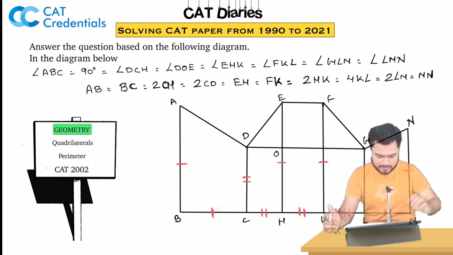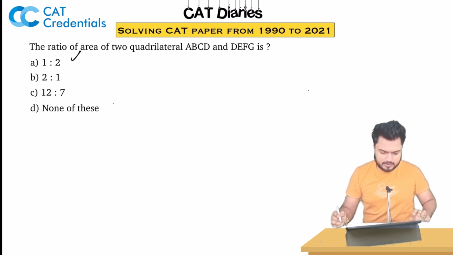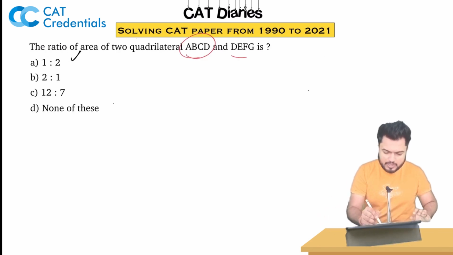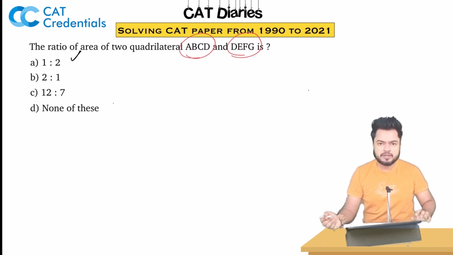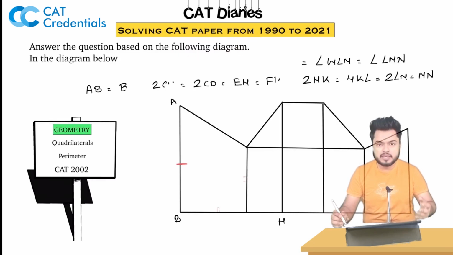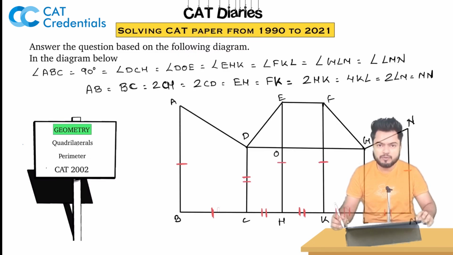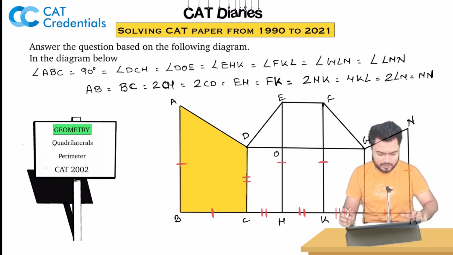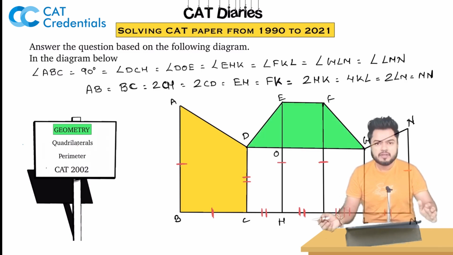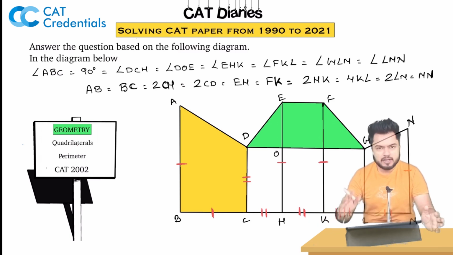Now what are they asking me? Let me first see that. Ratio of the area of two quadrilaterals ABCD to DEFG. Where are these two quadrilaterals, so that I can think in the right direction? I will not calculate what is not needed. They are asking me the area of this yellow quadrilateral, that is ABCD, to this green one. So yellow upon green is what I'm supposed to find out. Whatever the figures are, I'll manipulate and reach my answer.